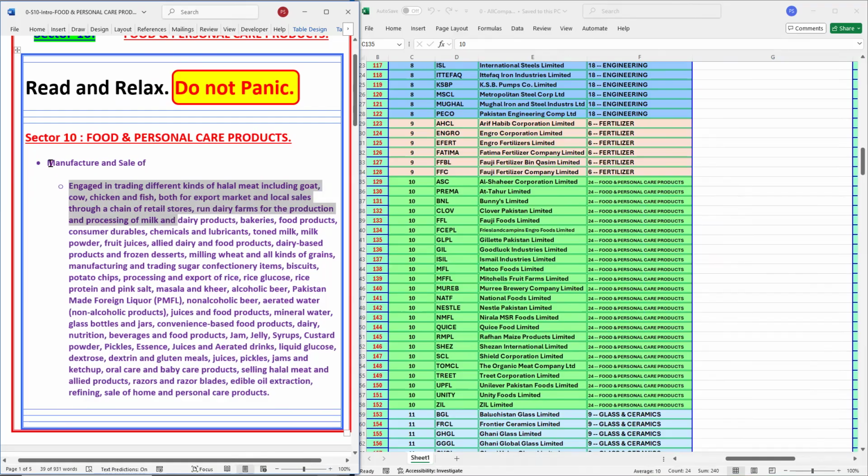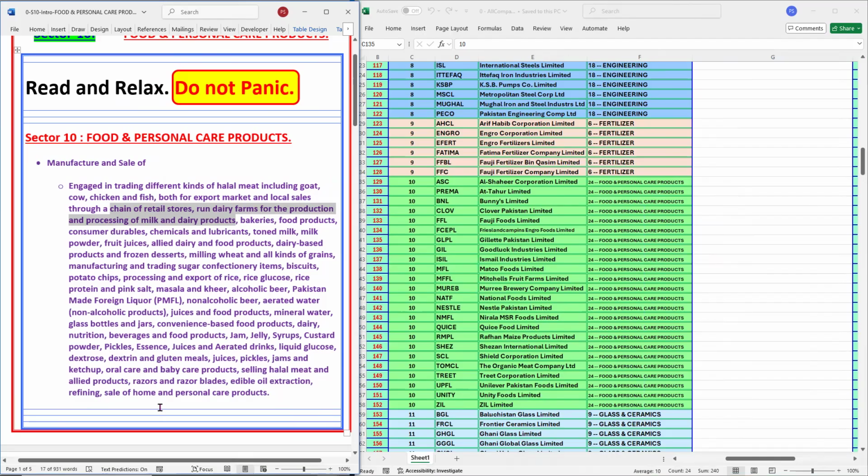It engages right over here, manufacture and sale of, or engaged in trading different kinds of halal meat, including goat, cow, chicken, fish, both for export, market, and local sales through a chain of retail stores. And I'm sure you can read a lot of things that you see over here. Well, let me read a little more.